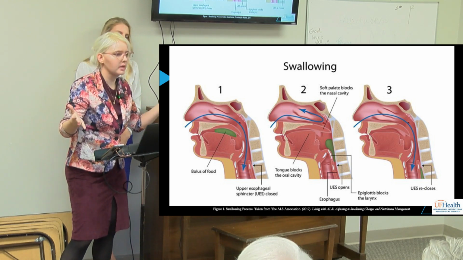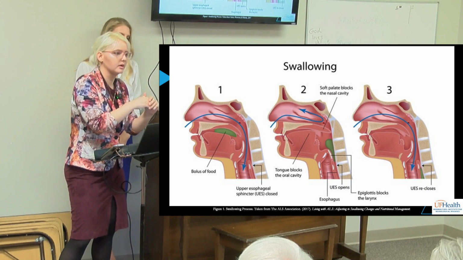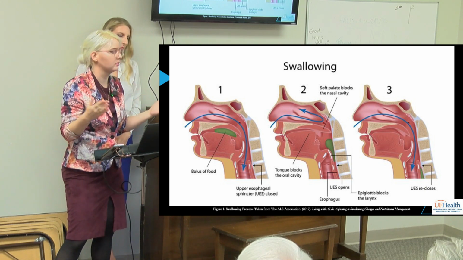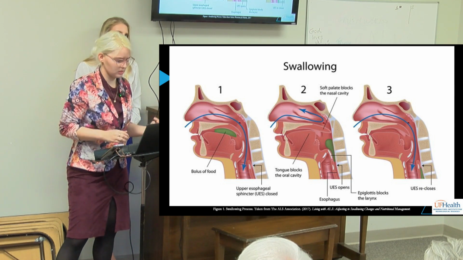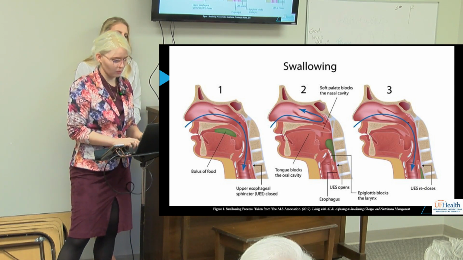Of course, everyone aspirates, has food go into their airway every now and again. You cough, it happens, completely normal. But in Parkinson's, we can see more of that more often.